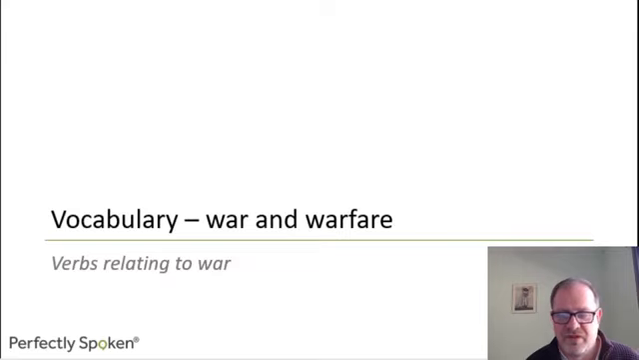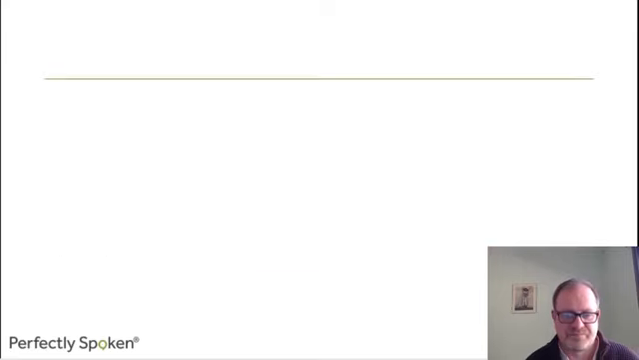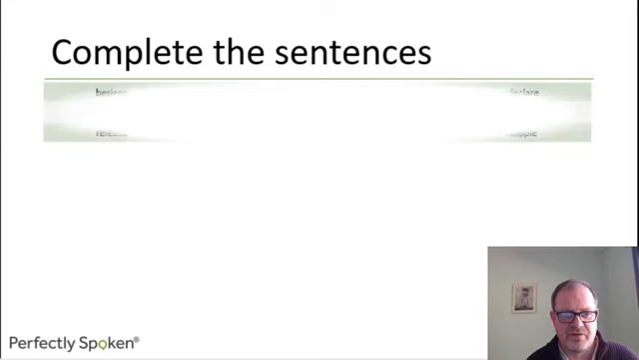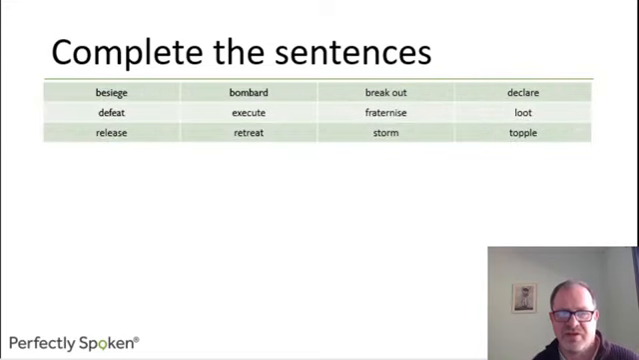So now we're going to look at verbs finally. And you've got the following verbs: to besiege, to bombard, to break out, to declare, to defeat, to execute, fraternize, loot, release, retreat, storm, and topple.